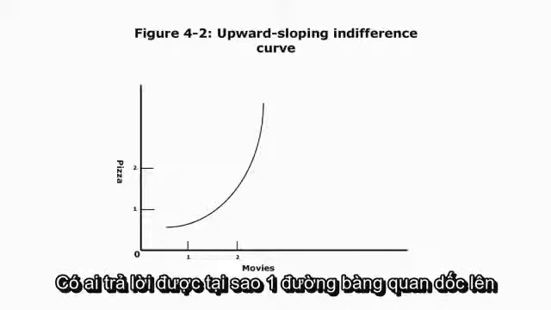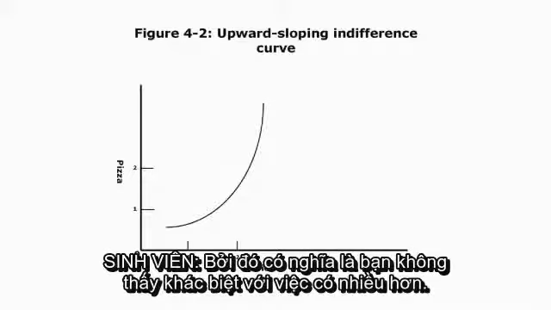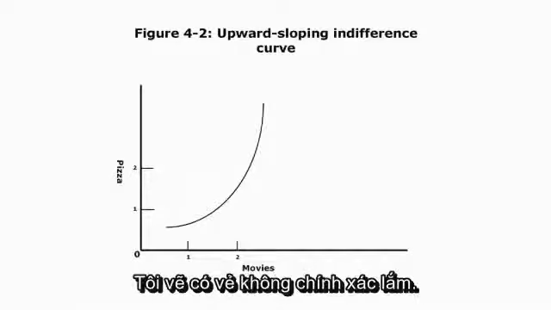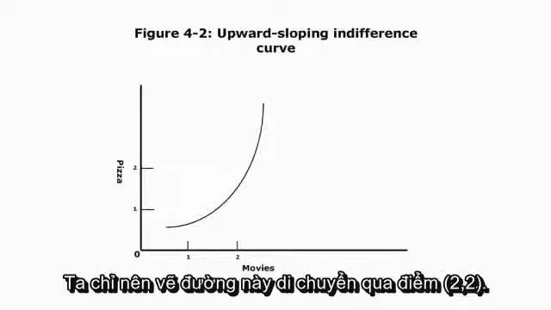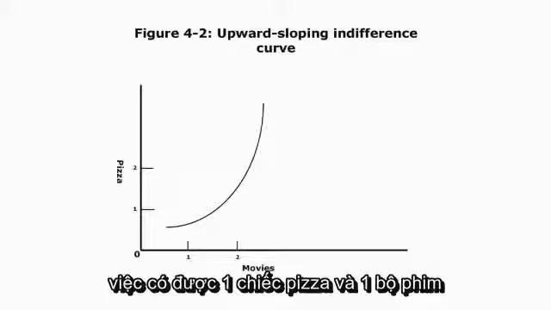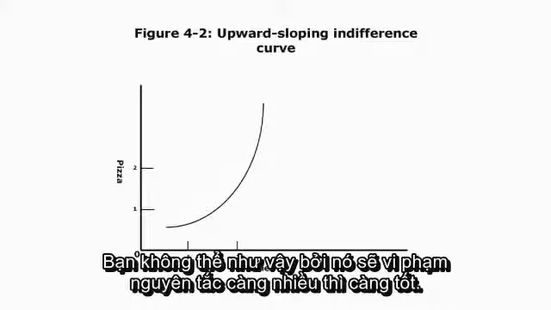Why does an upward sloping indifference curve, someone tell me, violate non-satiation? Yeah. Because you're indifferent to getting more. Yeah, because this would say you're indifferent between 1, 1 and 2, 2. It's not quite drawn right. We ought to just have this go through to point 2, 2. But basically, this would say you're indifferent between getting 1 pizza and 1 movie or 2 pizzas and 2 movies. You can't be, because that violates more is better.